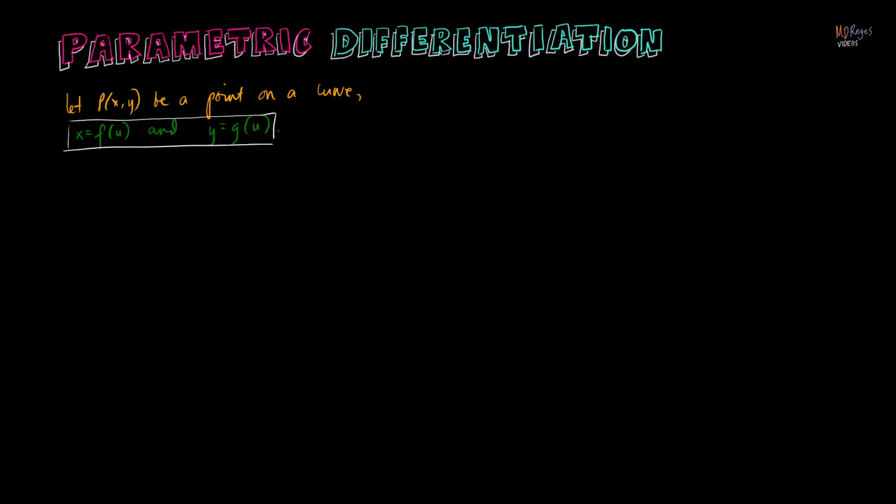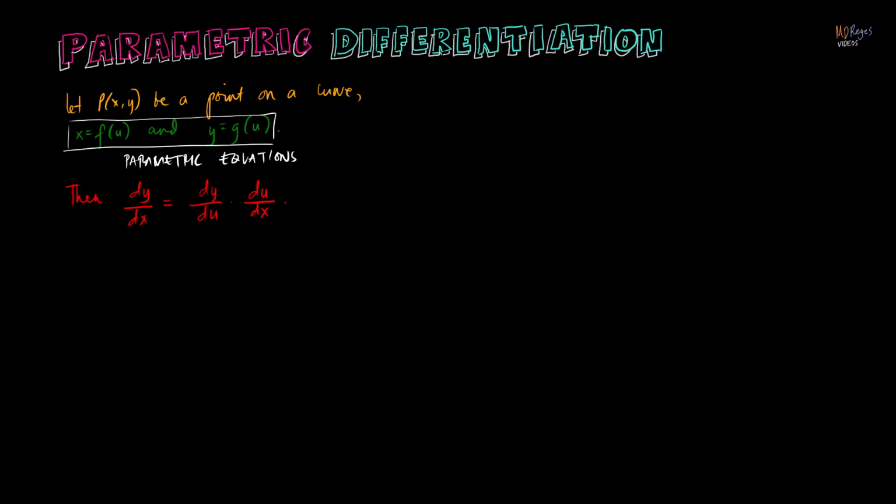This video is about parametric differentiation. If P is a point on a curve whose coordinates are x and y, and x and y are both functions of u, where u is called a parameter, this set of equations is called parametric equations. To get a set of points on the curve, you just have to assume values for u, and you'll get corresponding values for both x and y.